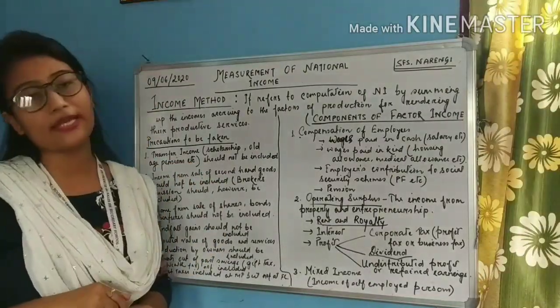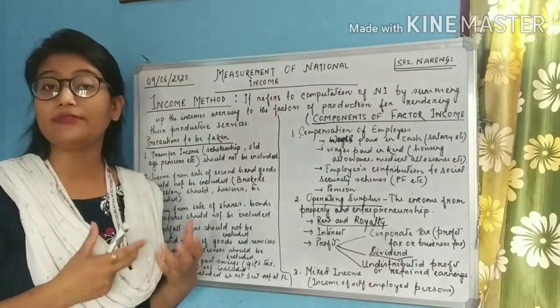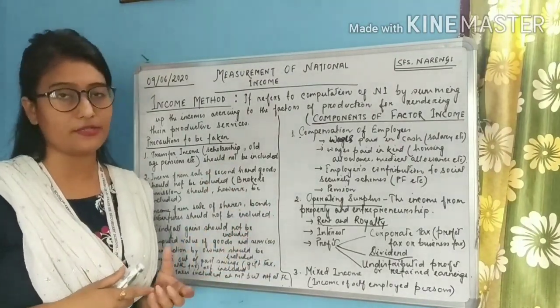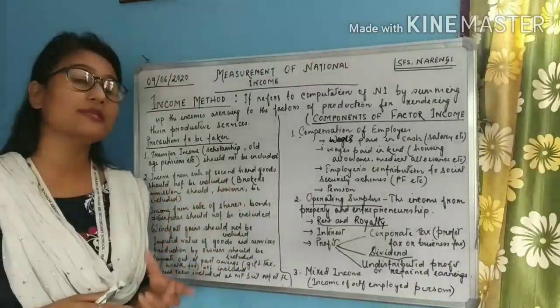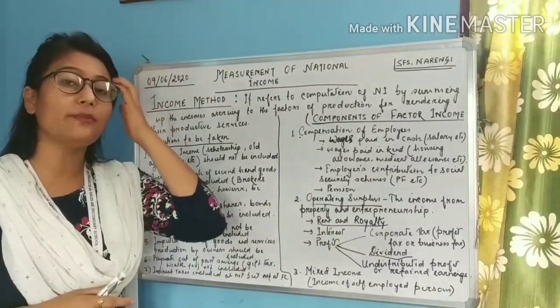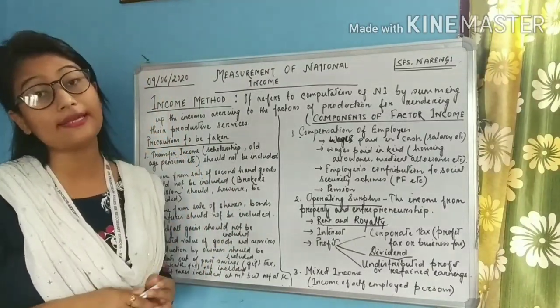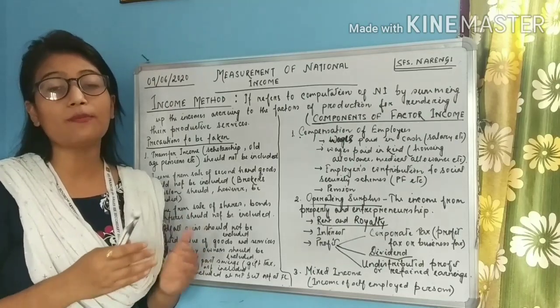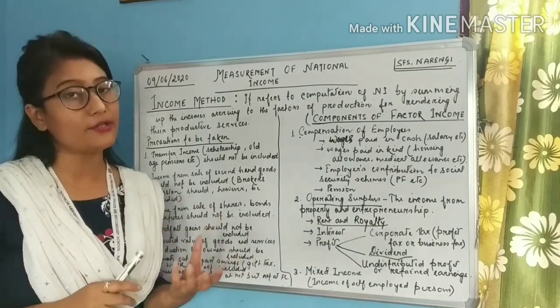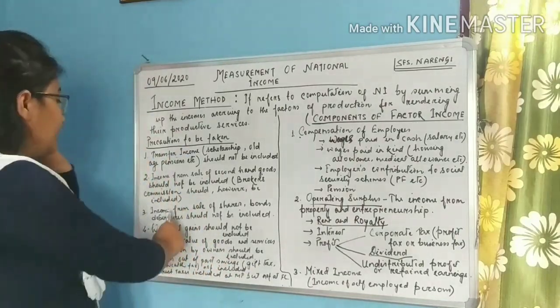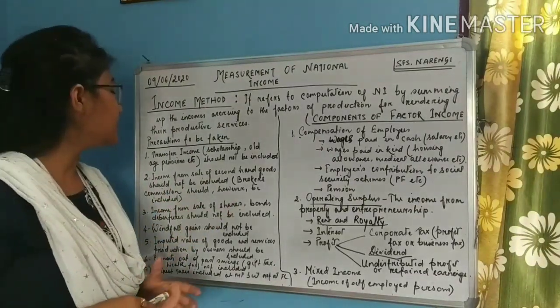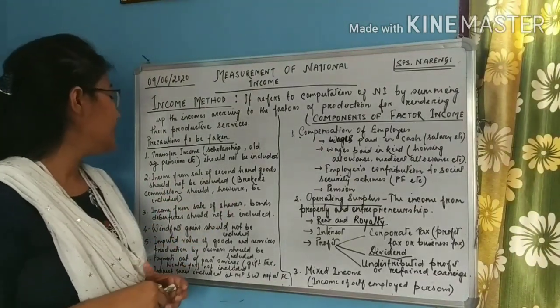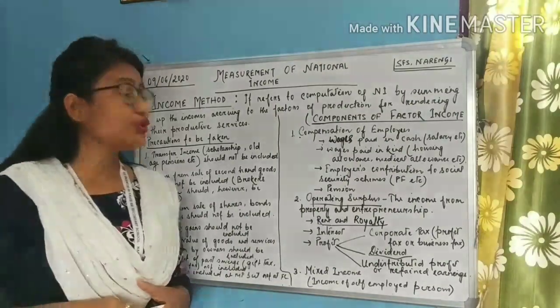Income from the sale of second-hand goods should not be included. We have discussed this point in our last class as well. But students, the broker's commission, the commission which is earned by the broker for rendering his service of brokering between the seller and the purchaser, has to be included, right? The next one is the income from the sale of shares, bonds, debentures should not be included.